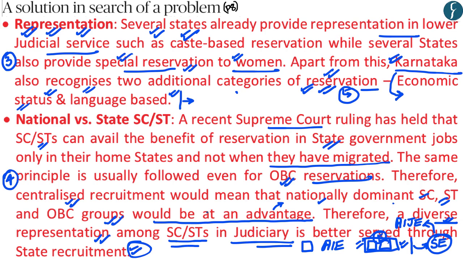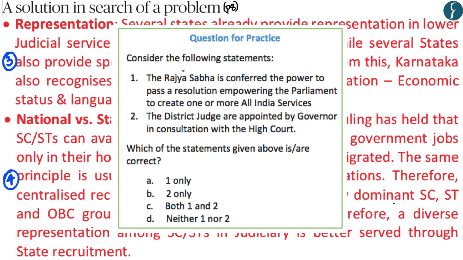So now hopefully you've understood the four reasons given by the authors as criticism for centralized recruitment for the lower judiciary. Now the question for your practice is: consider the following statements. And what you need to do is pause this video, solve this question and wait for 5 seconds for the correct answer.